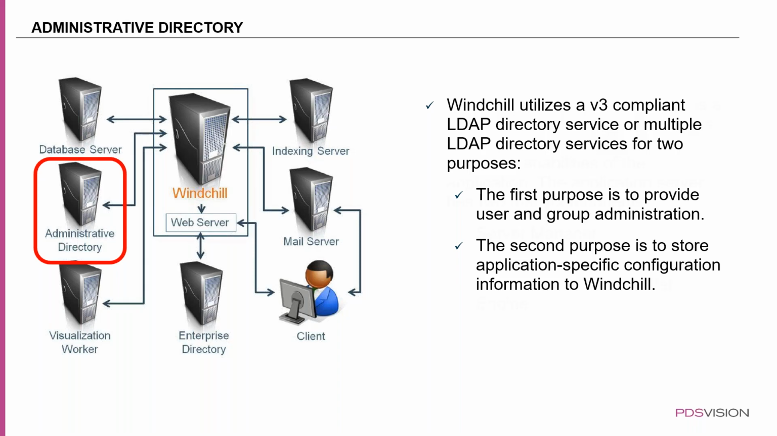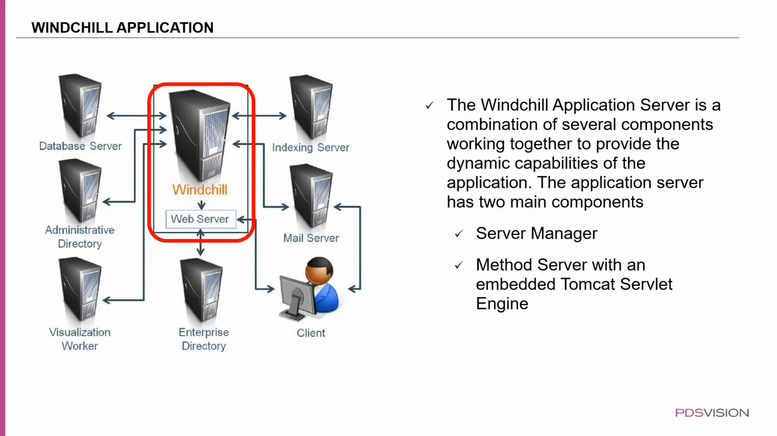The next one is the Windchill application server itself. The application server has two main components: the server manager and the method server. The way it typically works is when you request something in Windchill, so you're searching for some information or opening a CAD file, it sends that request to the server manager, and the server manager takes that request and decides which method server to send it to.